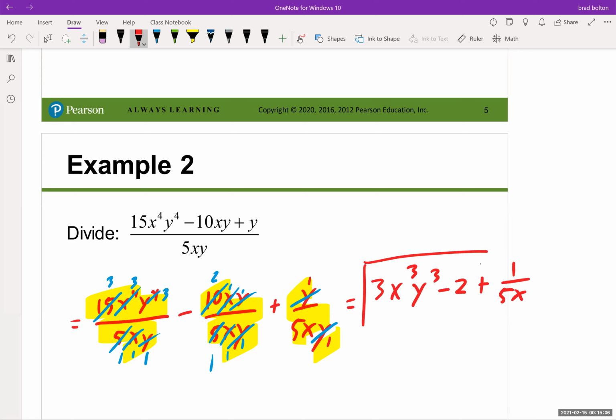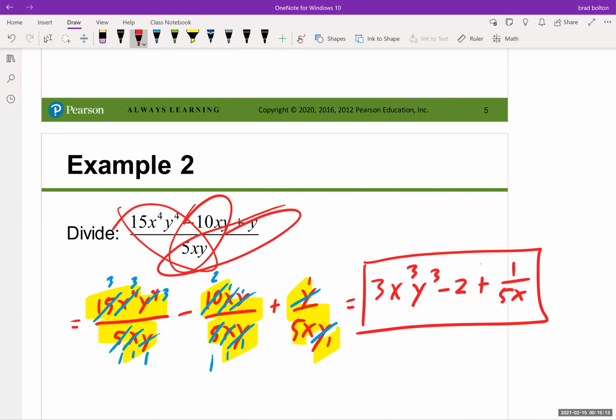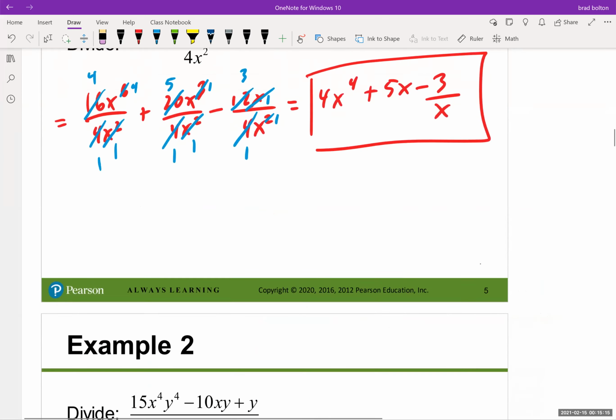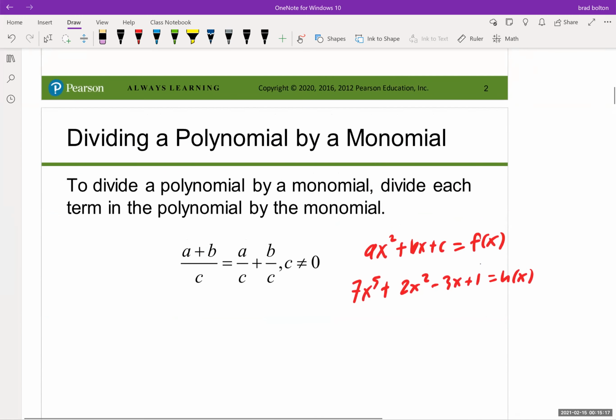Yep, and this would be our final answer. So hopefully you guys are getting the hang of dividing by a monomial. Once again, all I do is split it into 3 separate problems. That's what this is trying to tell you way up here: you're allowed to split each one of these terms and divide it by the denominator.